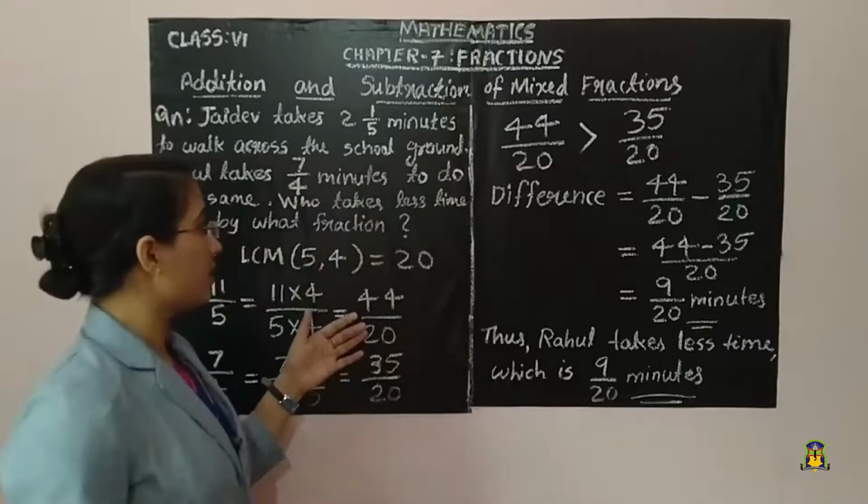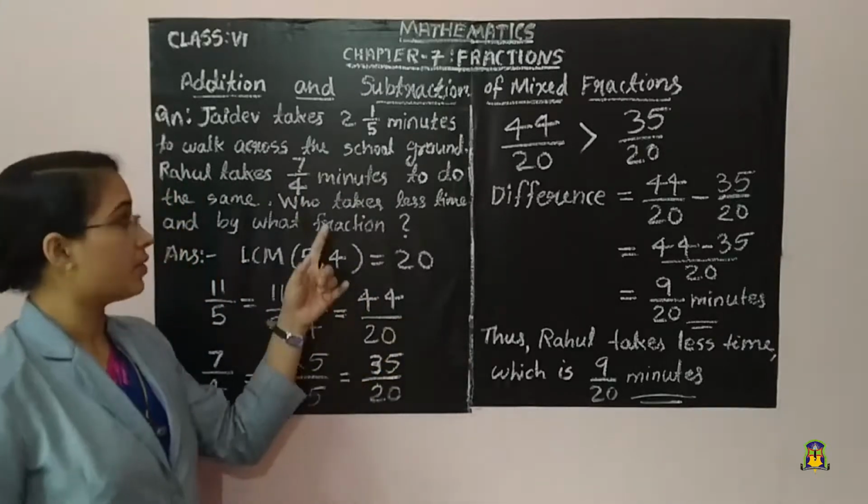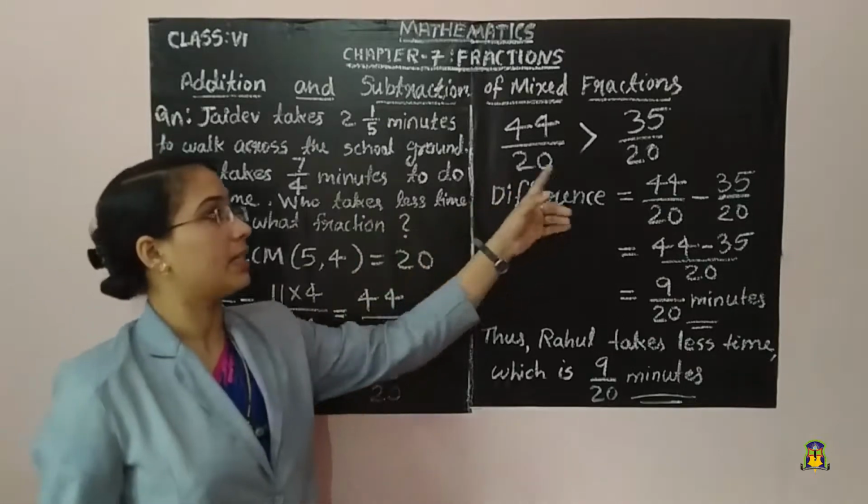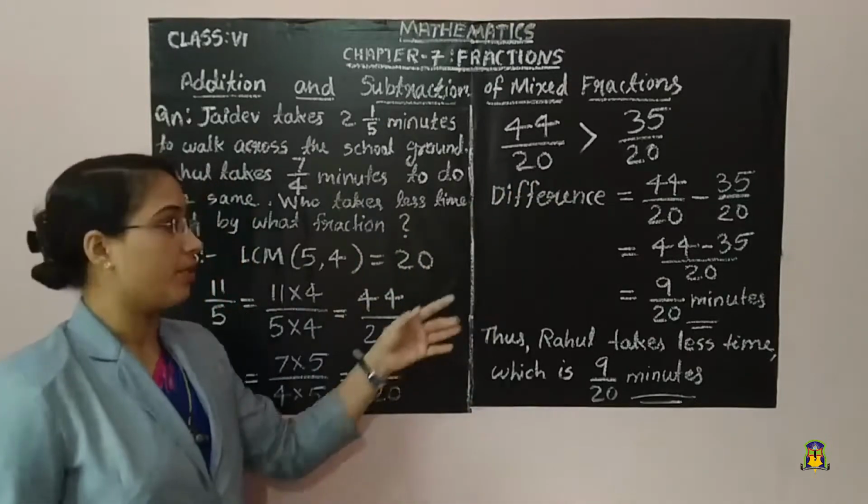Okay. So in this question two things we want to do. First we want to compare. Who takes less time means first we want to compare the fractions. After that we want to find out the difference.